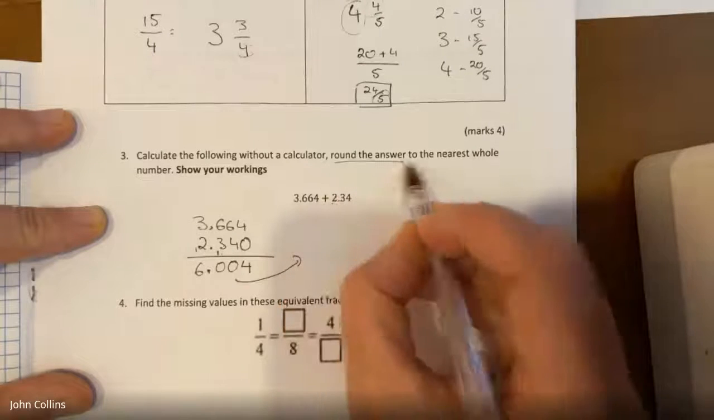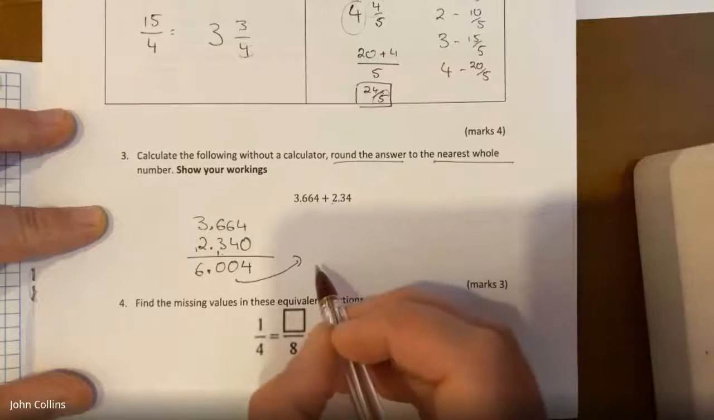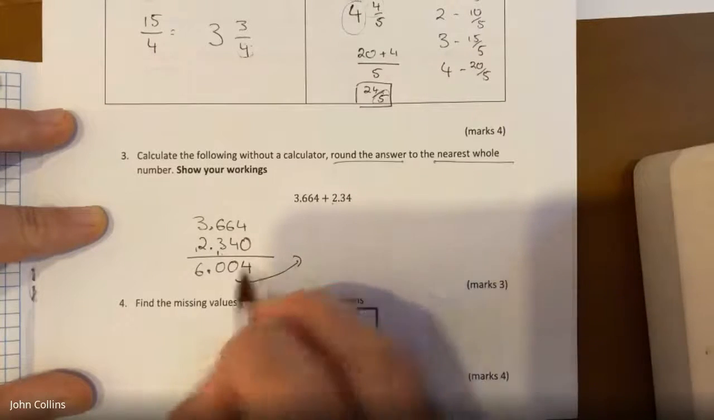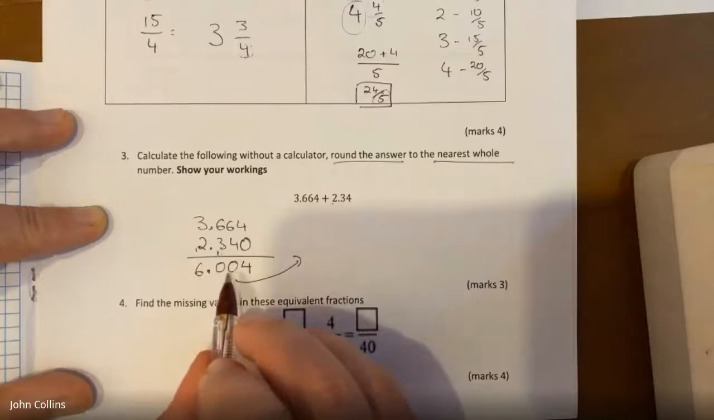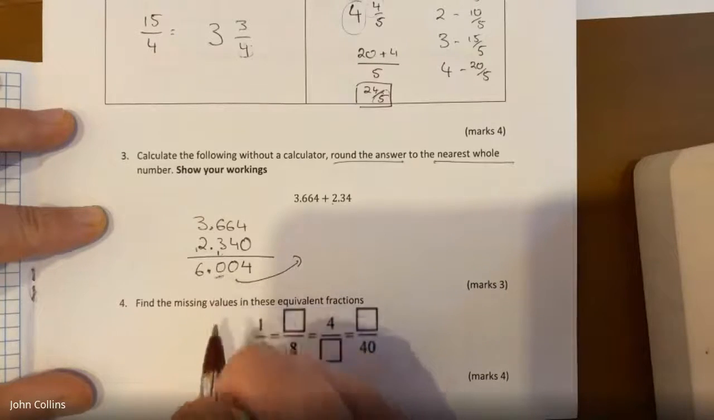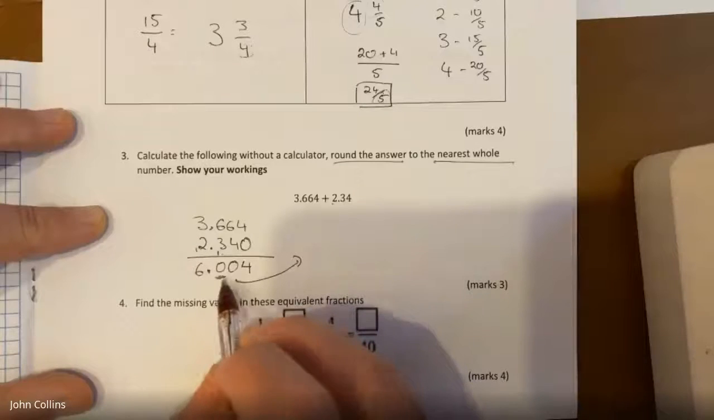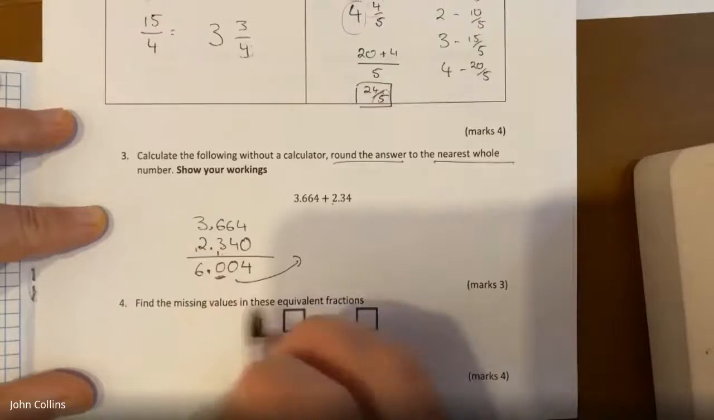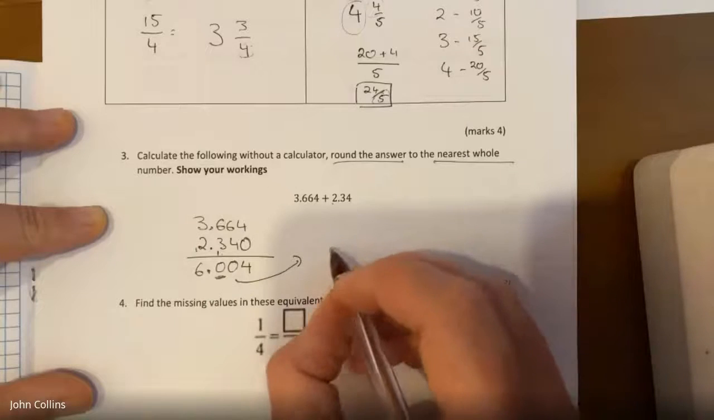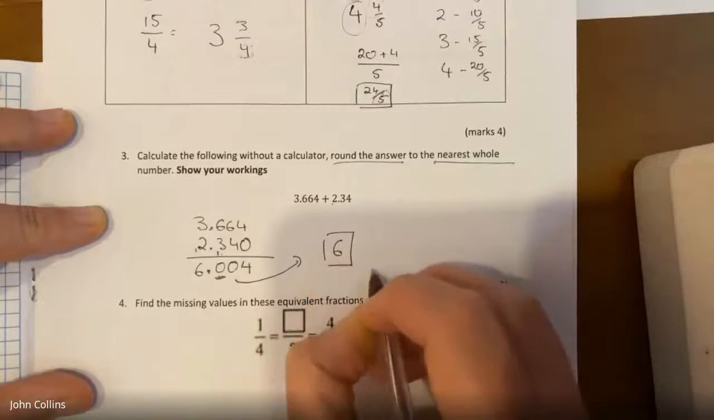Now, of course, the question asks, round the answer to the nearest whole number. So the nearest whole number is the nearest unit. So what's the nearest unit to 6.004? Well, that's 0. That 0 is well below 5, so it wouldn't round up. It'll just be 6. And that is my final answer.